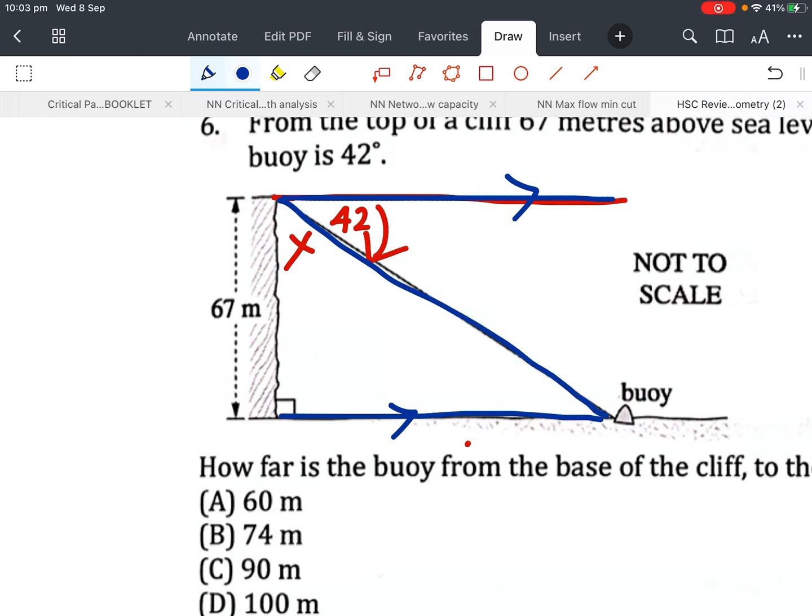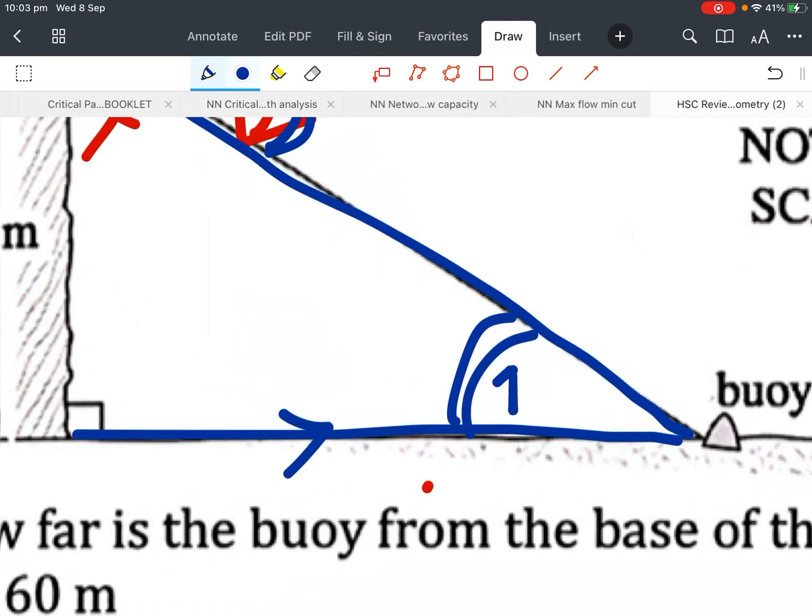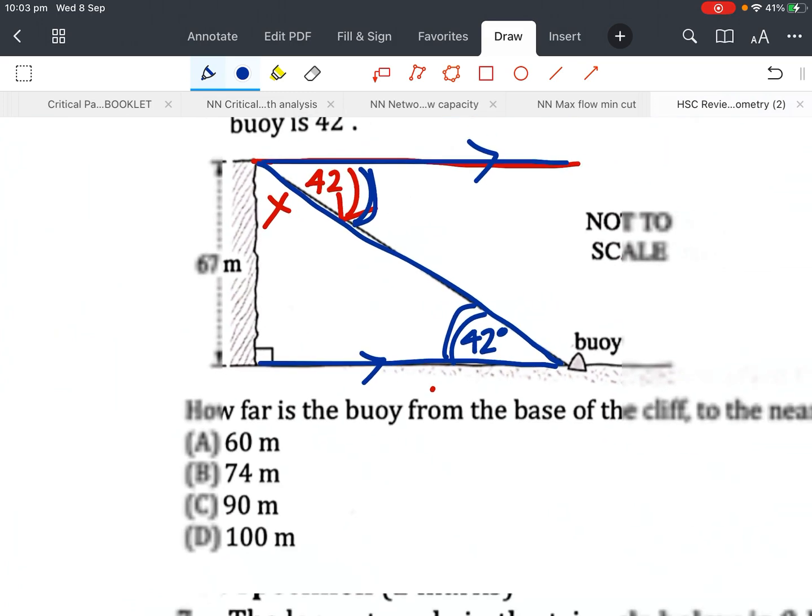Remember, it creates a Z, and the crux of the Z are actually equal angles. These are called alternate angles, if you don't remember. And alternate angles are equal. So if it makes it easier for you to move that 42, and here hopefully now you can see a right angle triangle with 67 as one side.